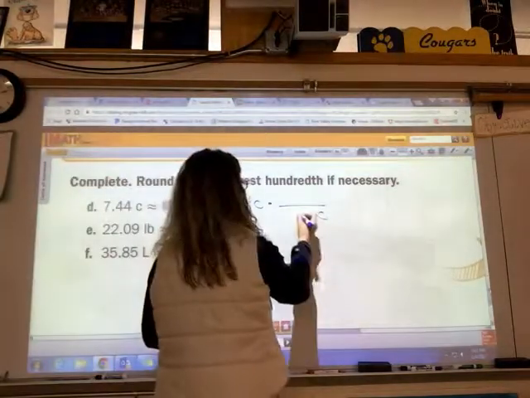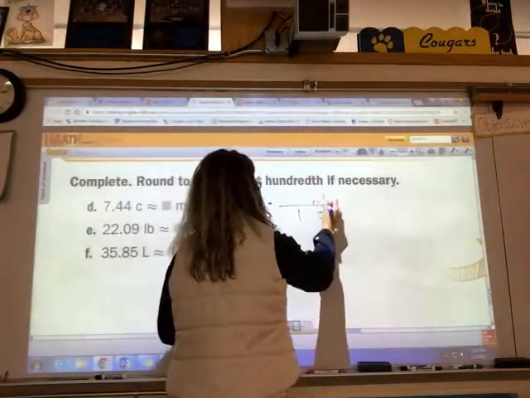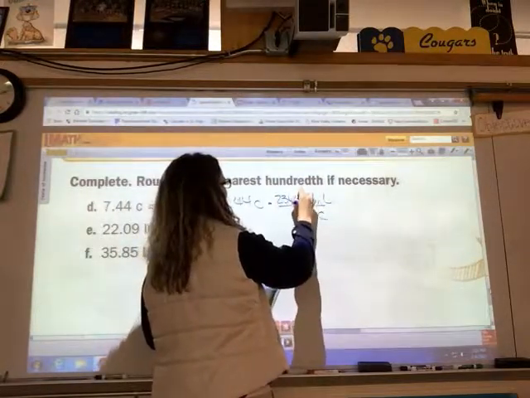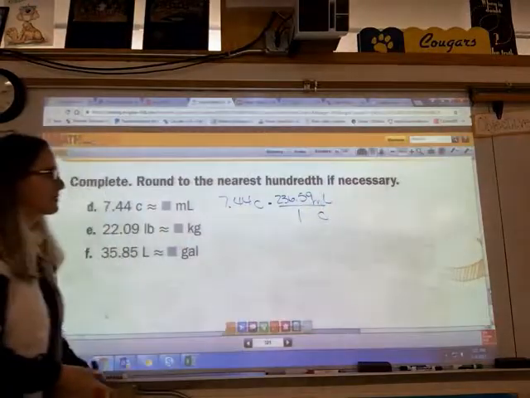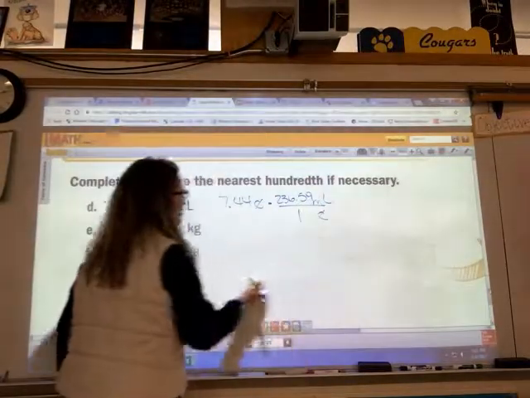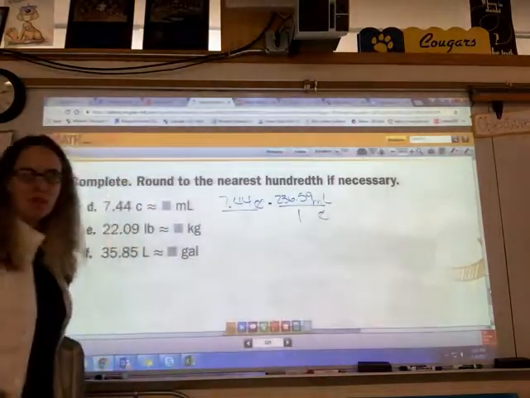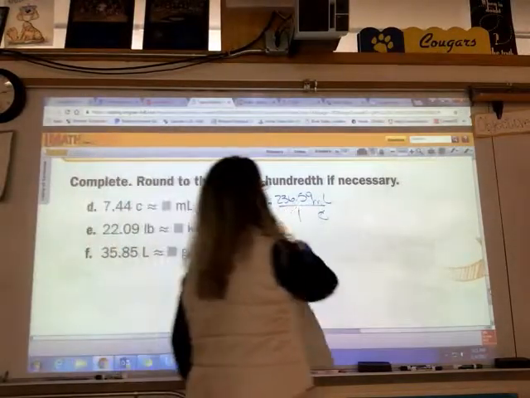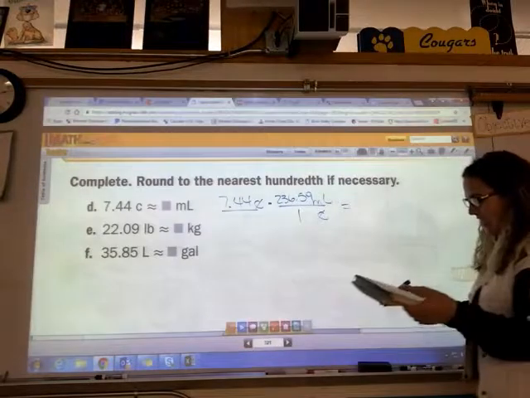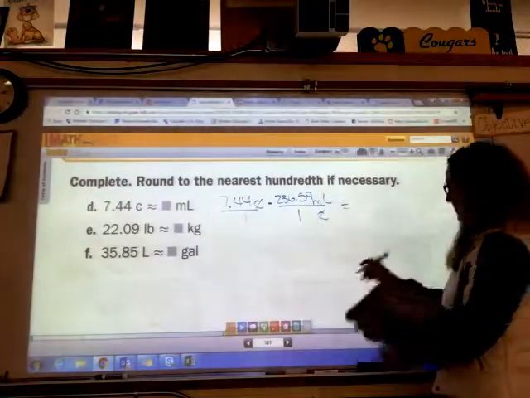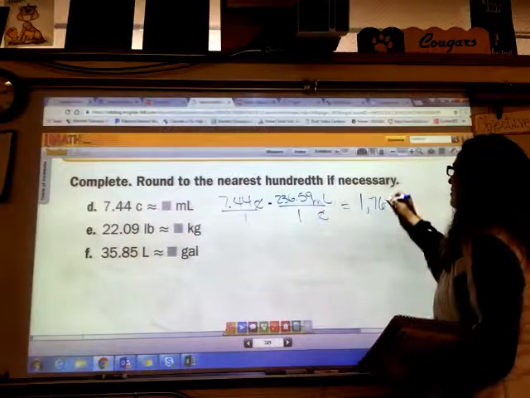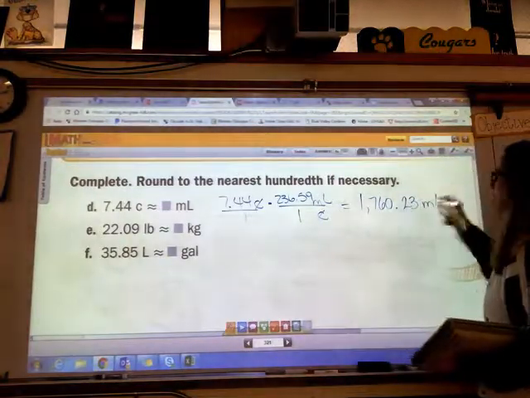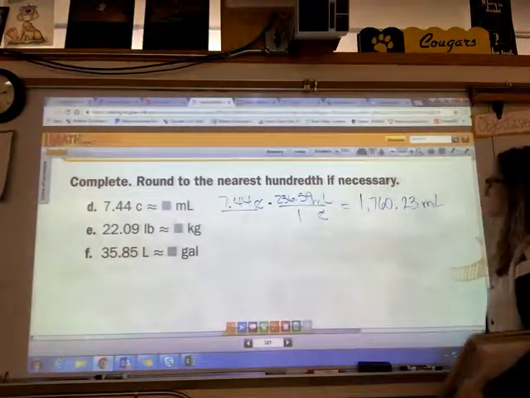So over here, I'm going to put down 1 cup, and I'm going to write down my 236 and 59/100 milliliters. Cups are the same, so I'm going to cancel those out. Again, I'm thinking over 1. So I'm going to multiply my numerators, 7 and 44/100 times 236 and 59/100. And when we multiply those, we're going to end up with 1,760.23 milliliters. And again, that's rounded to the nearest hundredth.